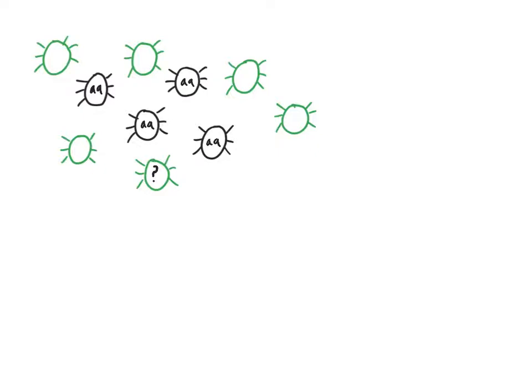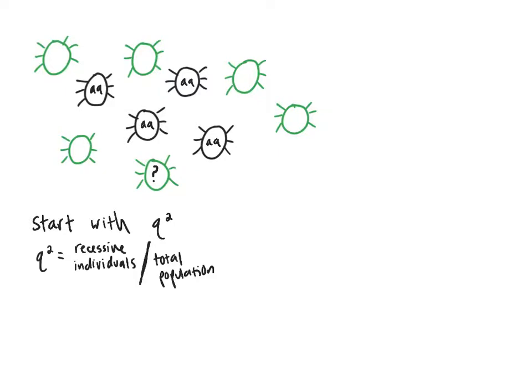So a good rule of thumb when you're solving Hardy-Weinberg problems is to always start with q². q² being the percentage of the individuals and the amount of alleles that are in the homozygous recessive population. So we're going to start with q². q² is going to be equal to the number of recessive individuals divided by the total population. So in this case, our q² is going to be equal to 4 out of 10 because we have 4 recessive individuals out of 10 bugs. That's going to give us 4 out of 10 or 0.4.